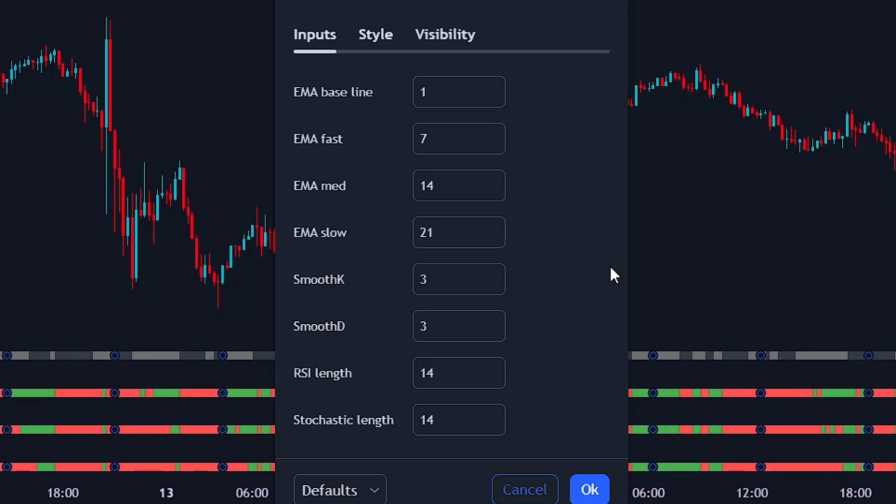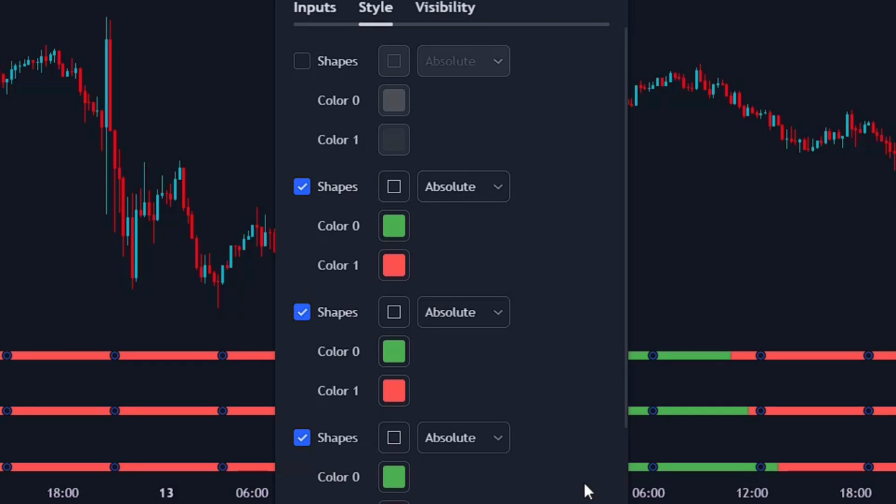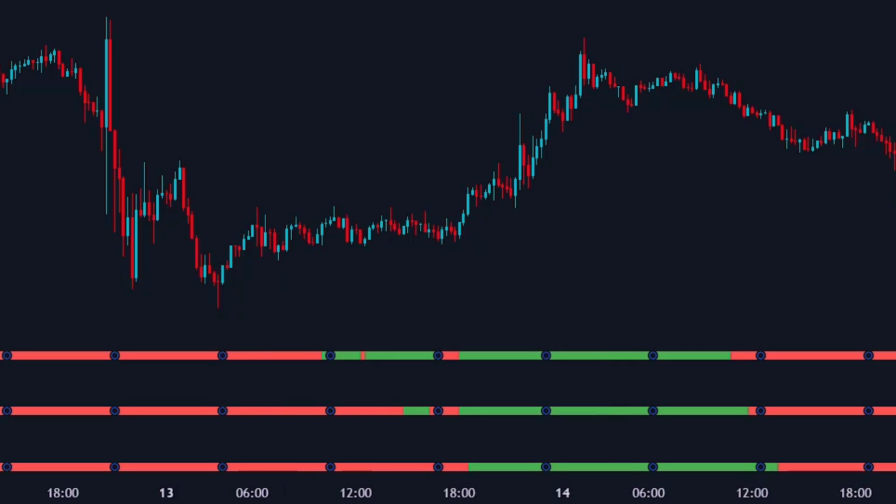Now let's get into how the indicator works. We're going to tweak some settings together, so follow along with me. We'll adjust the baseline length to 13, the fast EMA to 21, the medium EMA to 34, and the slow EMA to 55. Then head over to the Style tab and disable the first shapes option. This will give us a clear view of the EMA baseline.